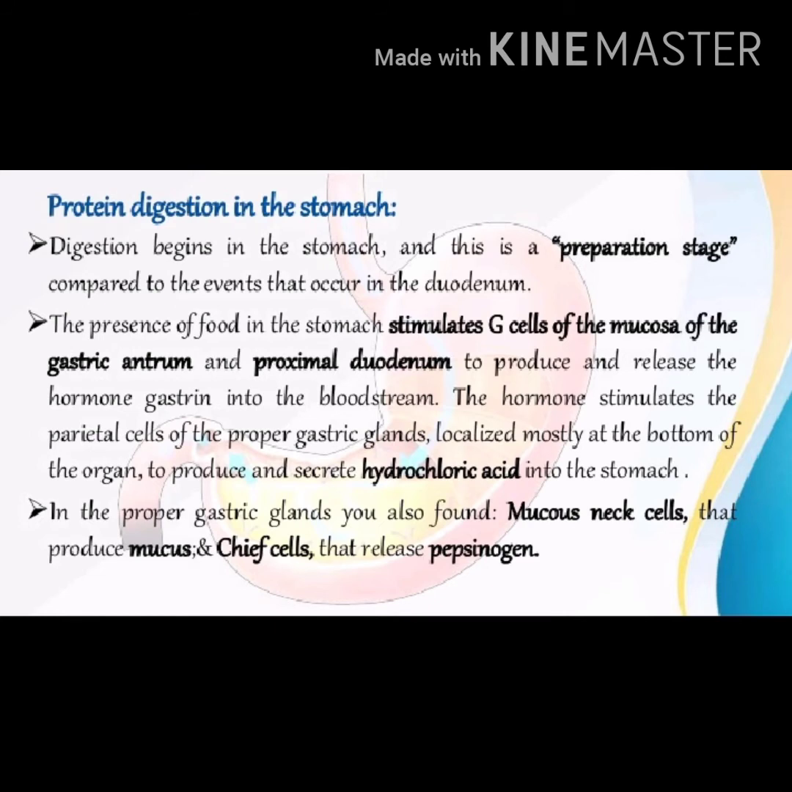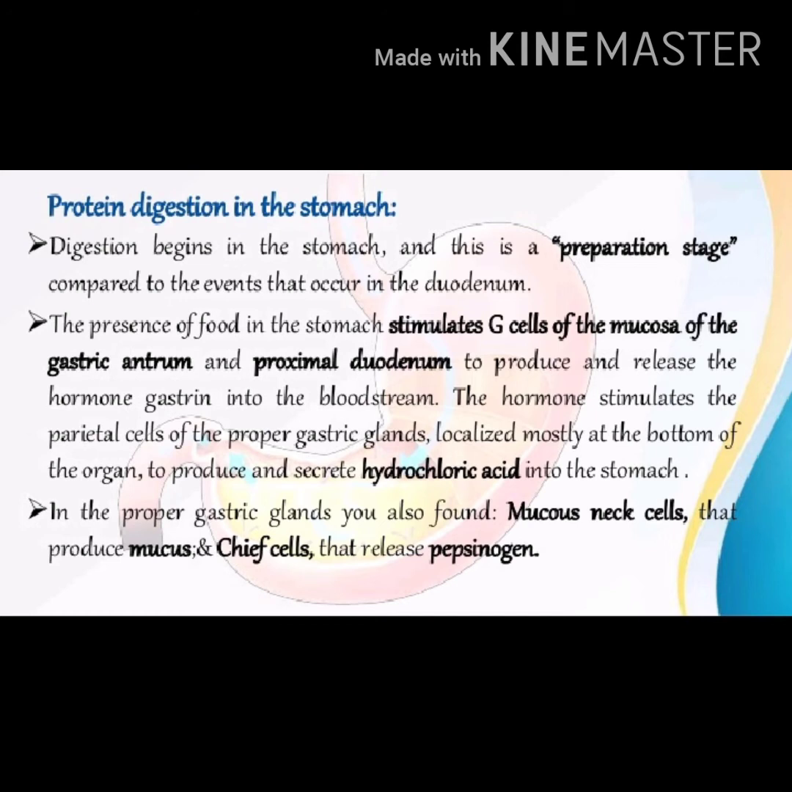Digestion begins in the stomach, and this is the preparation stage, compared to the events that occur in the duodenum. The presence of food in the stomach stimulates the G cells of the mucosa of the gastric antrum and proximal duodenum to produce and release the hormone gastrin into the bloodstream. The hormone stimulates the parietal cells of the proper gastric glands, located mostly at the bottom of the organ, to produce and secrete hydrochloric acid into the stomach.